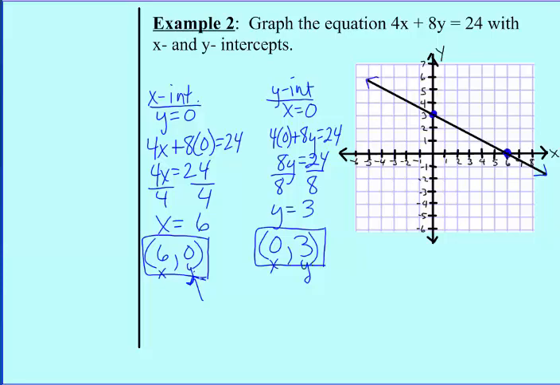If you only connect the dots and you don't get the line going all the way through, you will lose points on that. You must have the line going all the way through with arrows on both ends because it does keep on going. We just use those 2 points to get the entire line. So you must draw in the entire line. So that's how you graph using x and y intercepts.